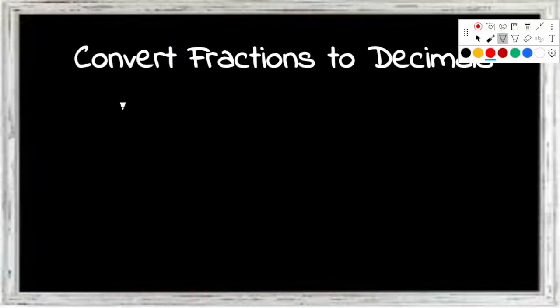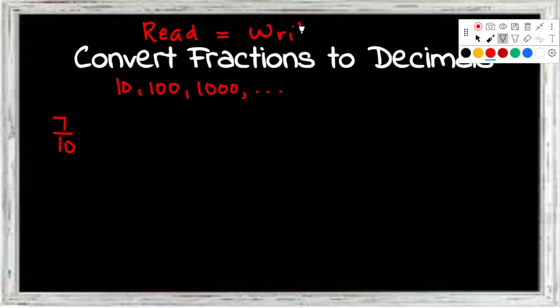In this video, I will show you how to convert fractions to decimals using three methods. The first method is if the fraction has 10, 100, or 1000 as the denominator. So let's take 7 tenths. Please remember, how you read it is how you write it. So this is 7 tenths, meaning that 7 is in the tenths place.